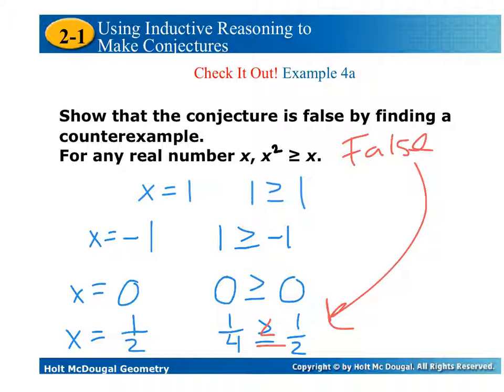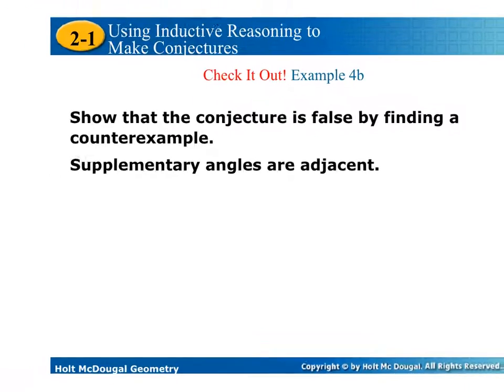So you could do it in fractions. Any fraction, any number between 0 and 1.